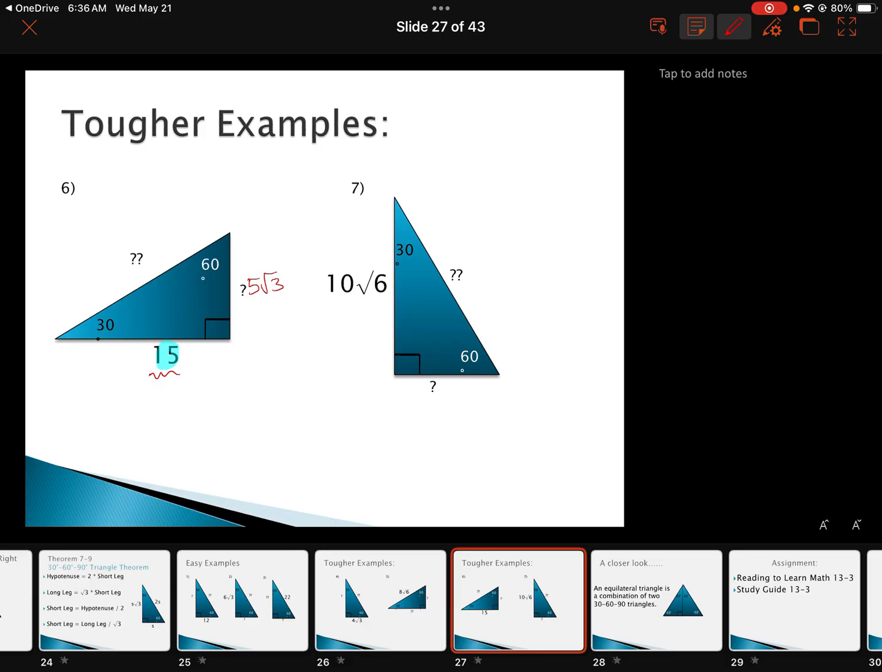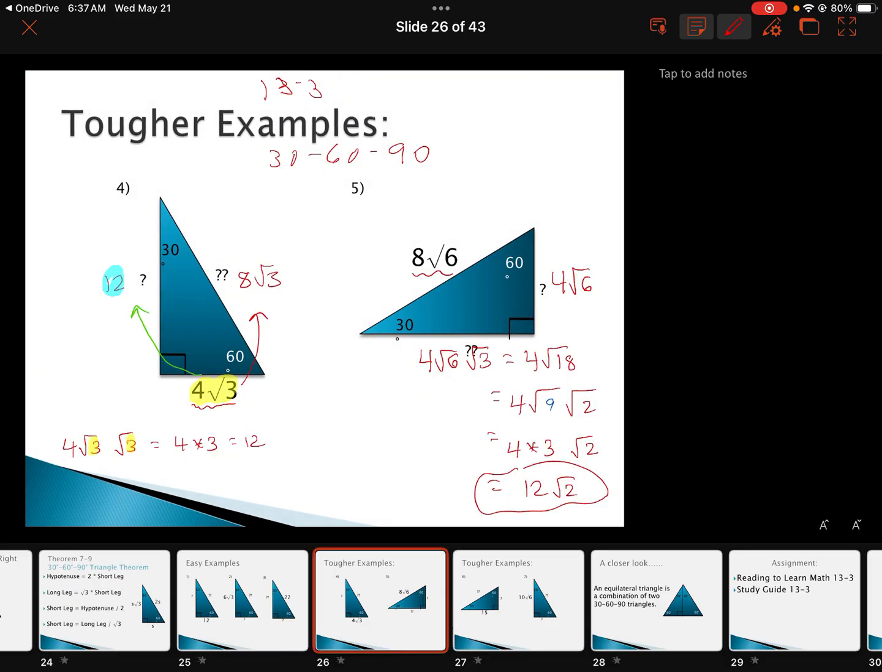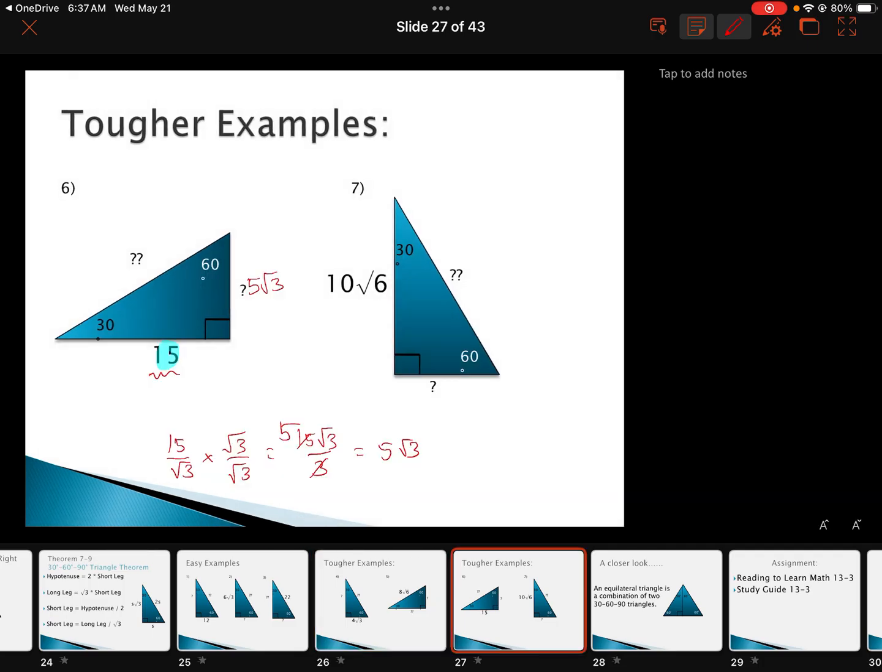The trick is you divide 15 by 3 to get 5, and then you put the square root of 3 on. Okay? Really what we're doing there is we're dividing by the square root of 3, but then we have to rationalize. So remember the whole rationalizing concept? 3 goes into 15 5 times. You're left with 5 square roots of 3. You don't have to do that every time. It's a pattern. Once you see it once, it'll work like that all the time. So if you didn't catch it on number 4, hopefully you caught it here in number 6. Short leg is 5 square roots of 3. So the hypotenuse would be double that. It would have to be 10 square roots of 3.